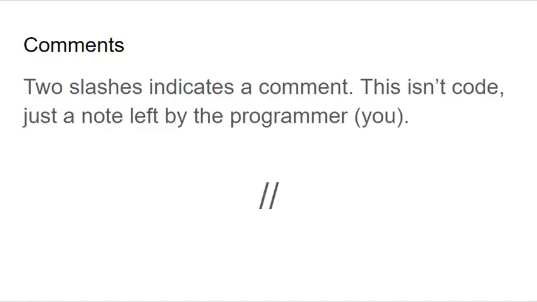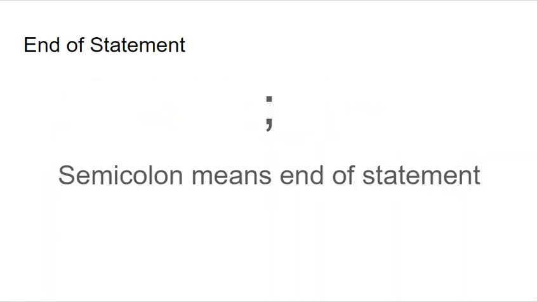The comment indicator is the same as in C, I guess the C++ programming language. So double slash means that is a comment. Anytime you are writing code, the double slash indicates the start of a comment, which is just a note left by you in the code, and everything after that is ignored. I usually put comments in my code so I remember what I was doing. And then semicolons. Every statement ends with a semicolon.